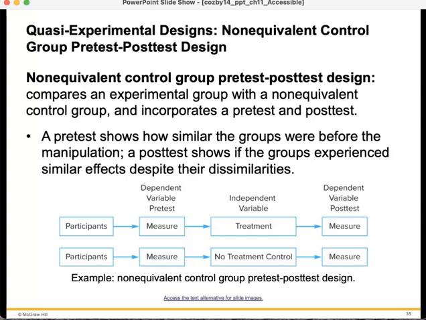The two groups may not be equivalent. Okay, but we have the advantage of knowing the pretest score, so we can see whether the groups were the same on the pretest. Even if the groups are not equivalent, we can look at changes in scores from the pretest to the posttest. If the independent variable has an effect, the experimental group should show a greater change than the control group.